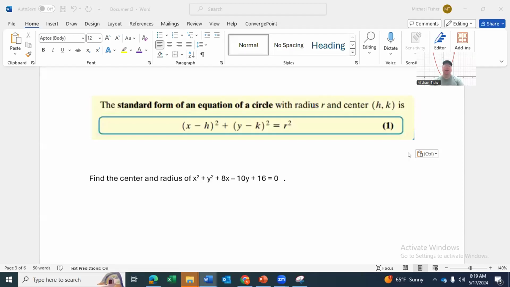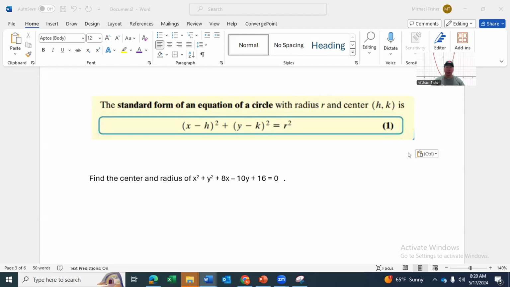Hello, everybody. Here we have the standard form of an equation of a circle with radius r and center h, k. And we're going to use this standard form to find the center and the radius of the equation x squared plus y squared plus 8x minus 10y plus 16 equals 0.